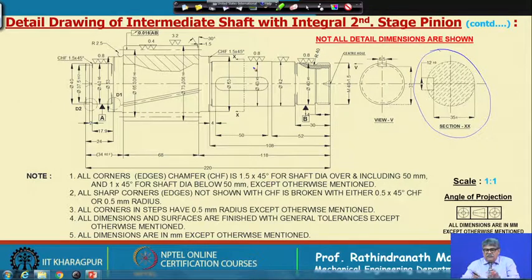While I was calculating, it was specified what the depth of cut on the shaft will be, but the depth of cut on the shaft you cannot measure during machining.